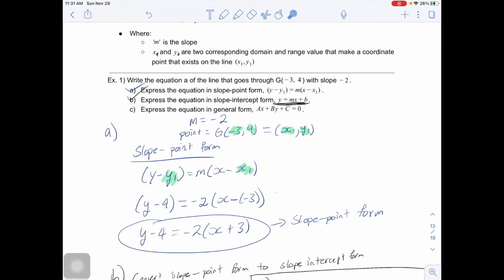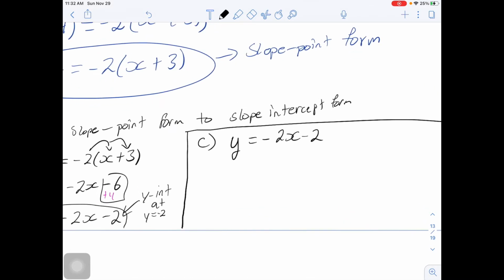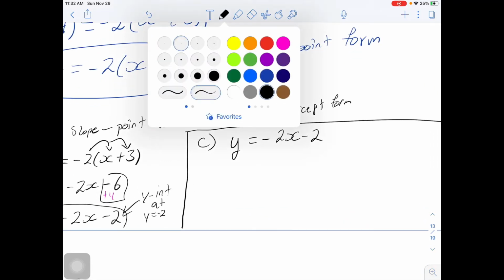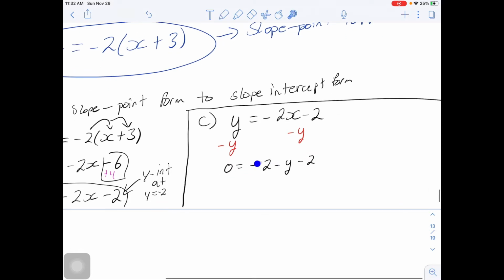So C wants us to put it in general form. And remember, general form, you need all these numbers to be integers, and A has to be positive. So I'm going to convert y equals -2x minus 2, which is my slope-intercept form, and I'm going to simply solve for and move everything to one side. So I'm going to subtract y. So I'll get 0 equals -2 minus y minus 2. And everything's in a whole number. The only problem is this has to be positive.